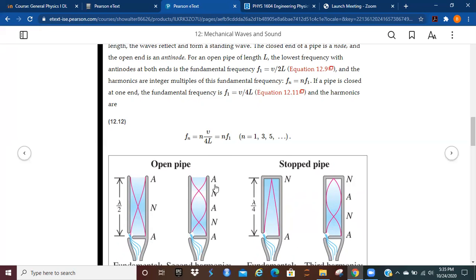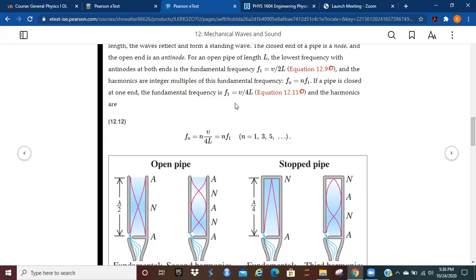For an open pipe of length L, the lowest frequency with antinodes at both ends is going to be the fundamental frequency. And the harmonics are integer multiples of that. If a pipe is closed at one end, the fundamental frequency is basically half of that. And you can see that here because with an open pipe, you have antinodes here. Basically, that's where you have the freest amount of movement of whatever's coming in and out. And here you have a closed end and then an open end. That's why that's 1/4 of a wavelength, and this is 1/2.